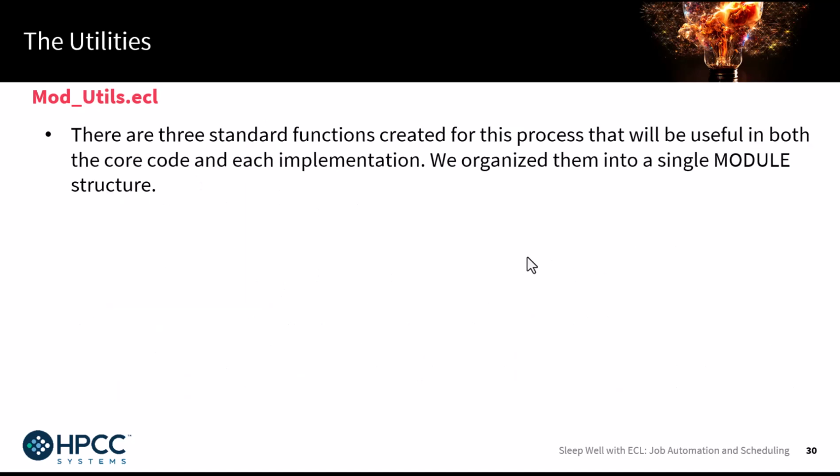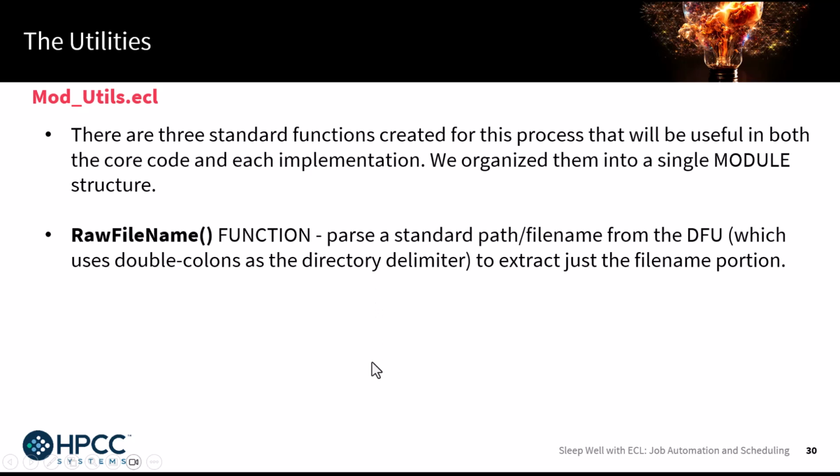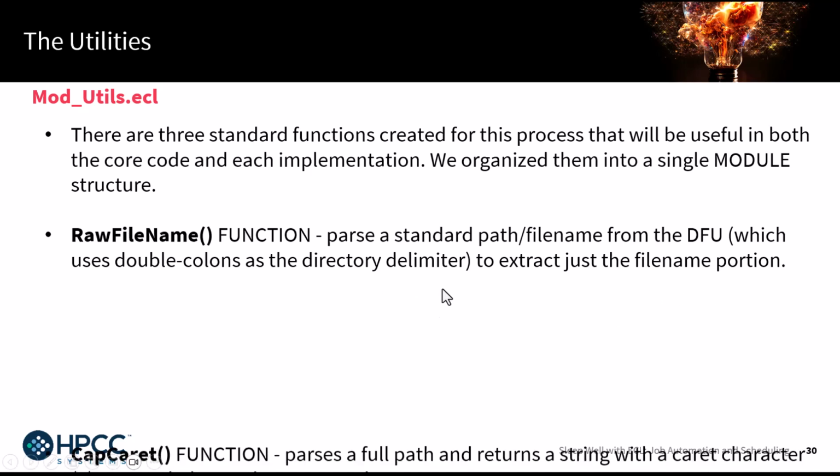All right, another module that we have in our code repository is called mod_utils, for utilities, of course. We have 3 functions here that we're going to talk about briefly. First one is called raw file name. It parses a standard path and file name from the DFU, which uses double colons as the directory delimiter, to extract just the file name portion.